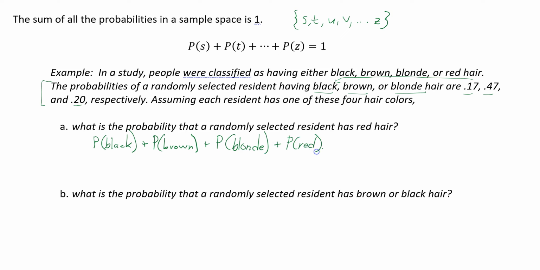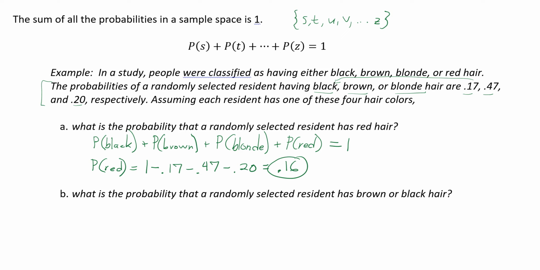So this was all of the items or colors in my sample, which means all these probabilities should add up to be 1. So to find the probability of people having red hair would be 1, representing 100%, or the total that all the probabilities would add to, minus the probability of having black hair, brown hair, and blonde hair. So this ends up being 0.16. The probability of having red hair is 0.16.